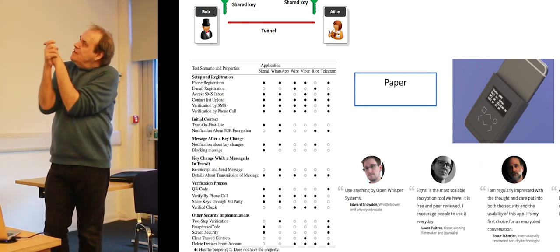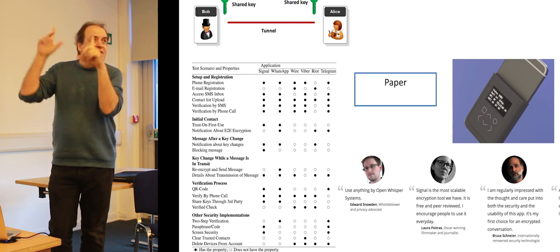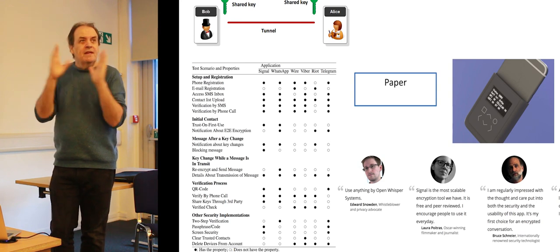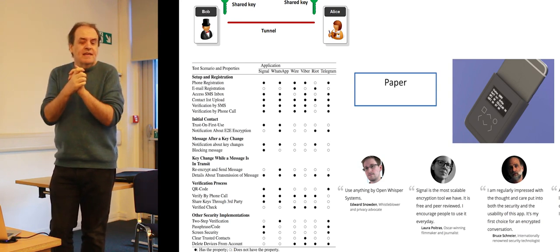So what we need to do is to set up a tunnel, and we create a shared key, and that's it. So for end-to-end encryption, only Bob and Alice will have that key.